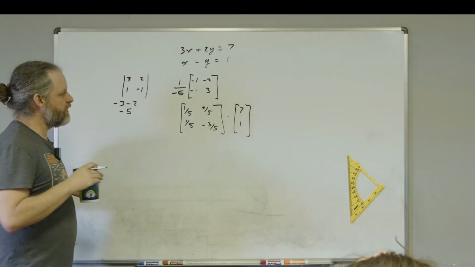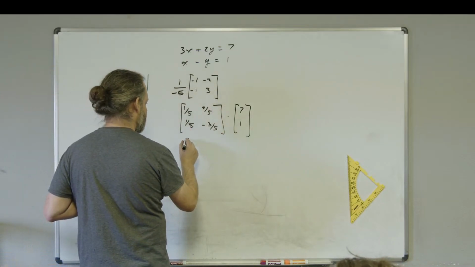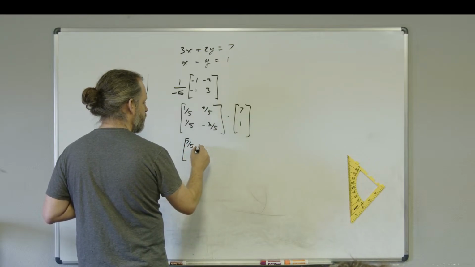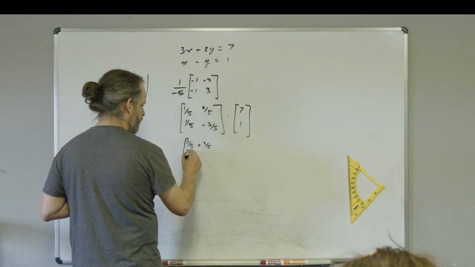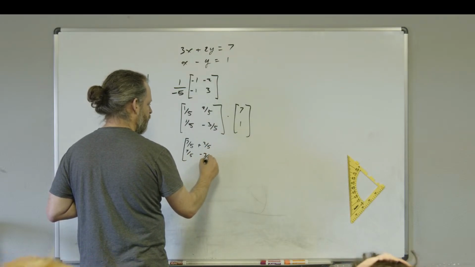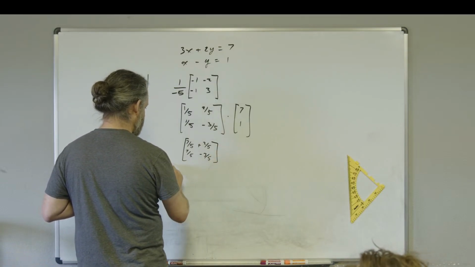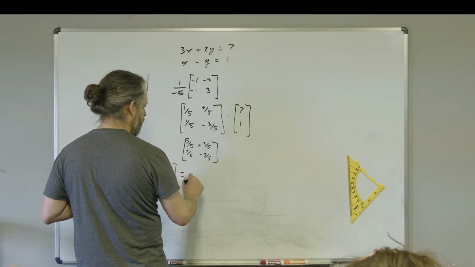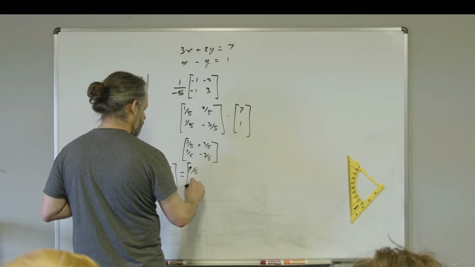And when we multiply matrices, we do row by column and add. So 1/5 times 7 is 7/5. 2/5 times 1 is 2/5, so plus 2/5. 1/5 times 7 is still 7/5. Negative 3/5 times 1 is negative 3/5. So we end up with the matrix equation x, y equals 9/5, 4/5.